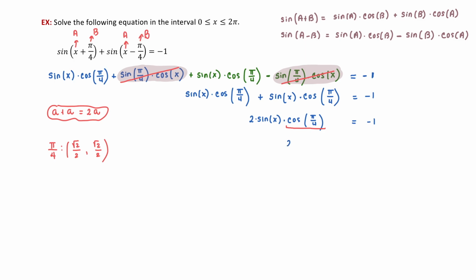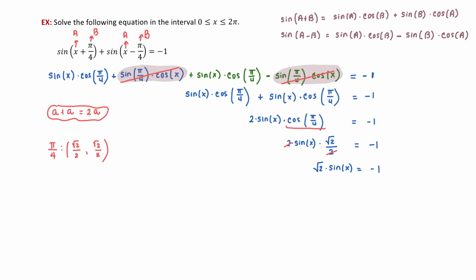So we're going to have 2 times sine x times the square root of 2 divided by 2 equals -1. Simplifying allows me to cancel the 2's, and then I'm going to go ahead and move the radical in front because it now becomes the coefficient. So I'm going to have square root of 2 times sine x equals -1.